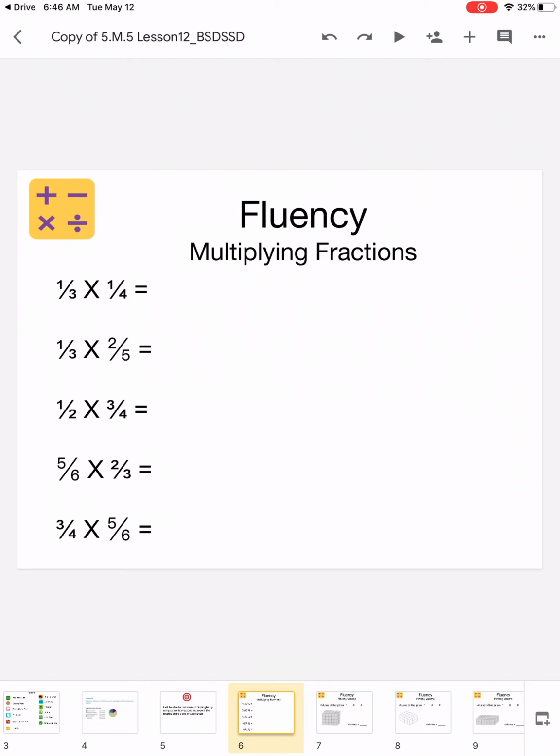So if you want to do some fluency practice, you can. Make sure you pause the video and write down these fluency practice problems.